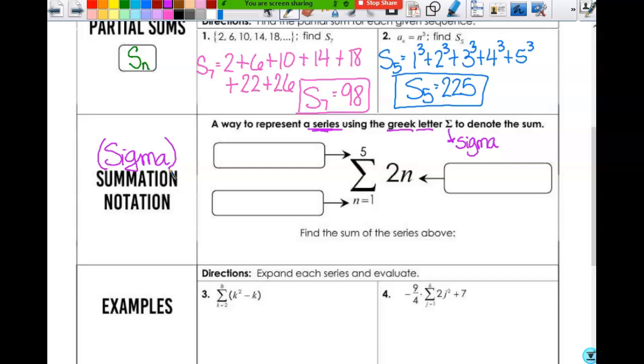So here's what the little pieces of this mean. With sigma, you'll have a variable, could be n, could be r, could be whatever you want it to be. But that's equal to some number down here, and then there's some number up here. So this tells you down here, it's the first term number. The number on top is the last term number. And then whatever's to the right of the sigma is your little formula that you're going to use. So this would be the formula for the sequence.